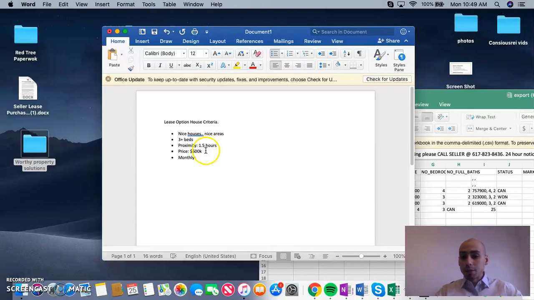So for me, my price range is $600,000. Now the monthly you also want to consider, because you also want to target landlords, right? I target landlords and I like landlords. The reason I like landlords is because, assuming it's a nice house in a nice area, assuming it's a 3+ bed, assuming it's within an hour and a half from where I live, and assuming it's under this price, right? The reason I like landlords is because they're already not living in the house.